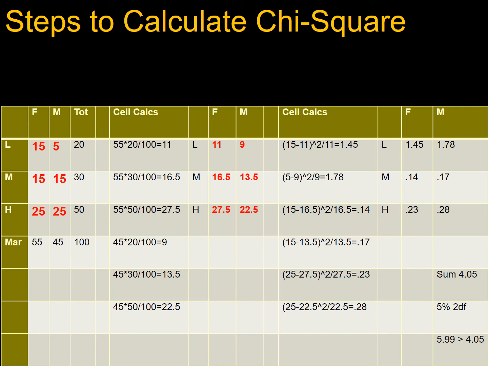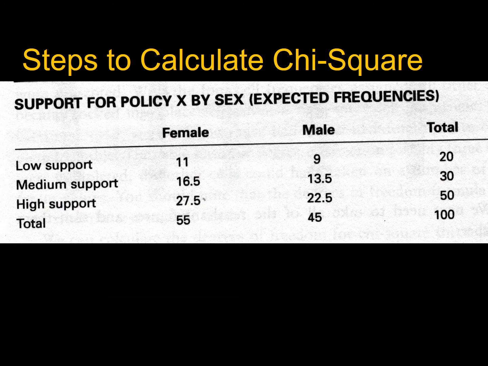Now for the male values, we take the value of 45 at the bottom of the male column, multiply that by 20, which is the value for the low support, divided by 100, that equals 9. You can see the red 9 has been assigned. We have 45 times 30, which is the value at the end of the row for medium support, divided by 100 is 13.5. You can see the red 13.5. And we have the value at the bottom of the male column, 45 times 50, which is the value at the end of the high policy support row, divided by 100 is equal to 22.5, and you can see the red 22.5. So that takes us through step 4. And you can see here the results of those calculations.